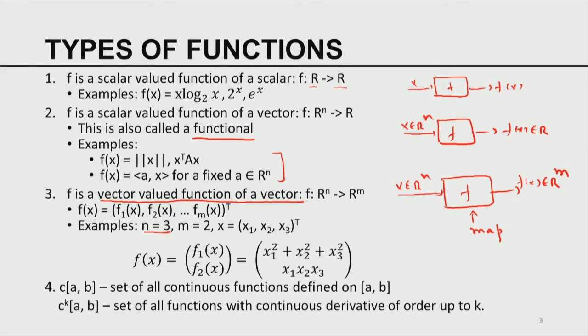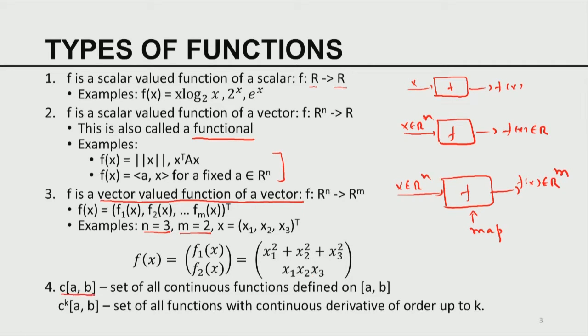Let n be 3, that means input vectors are of size 3. Let m be 2, output vectors are of size 2. So x is equal to x1, x2, x3. So f of x is f1 of x, f2 of x. So what is f1 of x? x1 square plus x2 square plus x3 square. What is f2 of x? x1, x2, x3. So you give x1, x2, x3, you get this vector given by this. So that's what's called a map or a vector valued function.